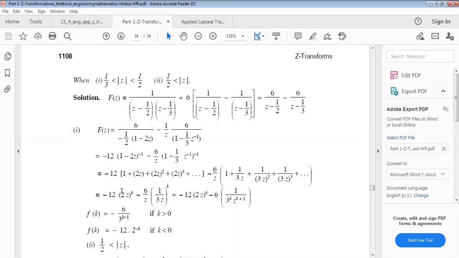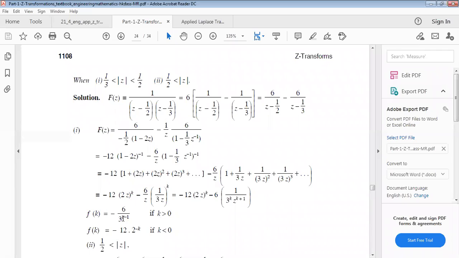So the whole line can be written as minus 12 to the power 2z to the power k, and minus z, just multiplying this z with this one. So this will be 3 to the power k and 1 by z to the power k plus 1. So this sequence will exist, f of k equals minus 6 divided by 3 to the power k, just constant one, 3 to the power k minus 1, if k is greater than 0.